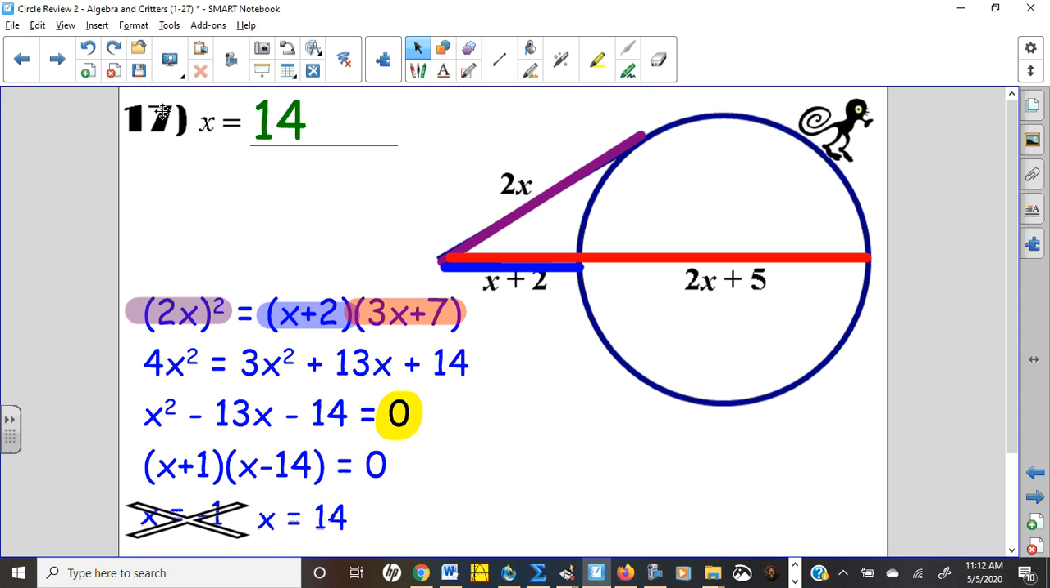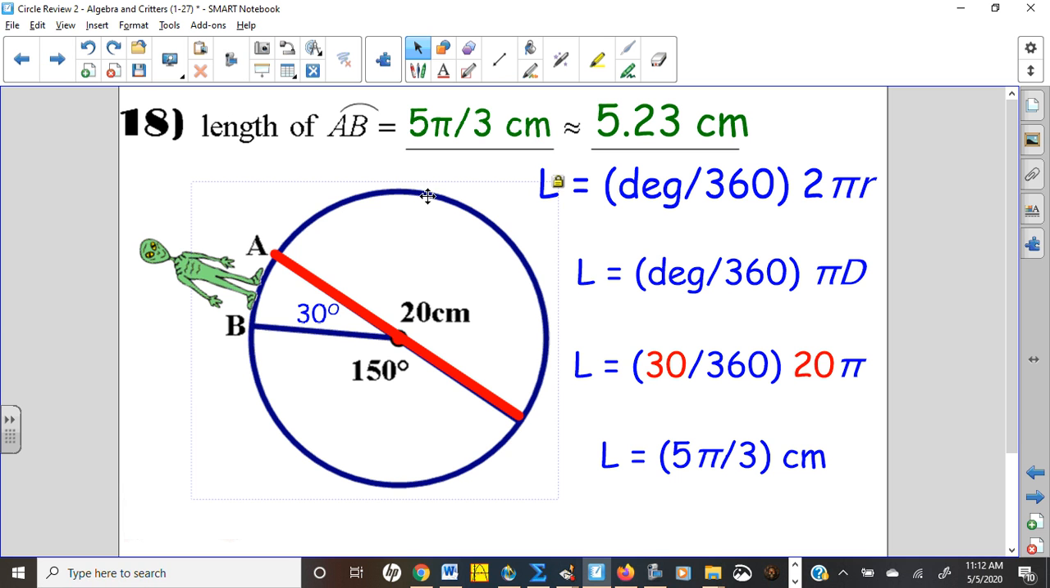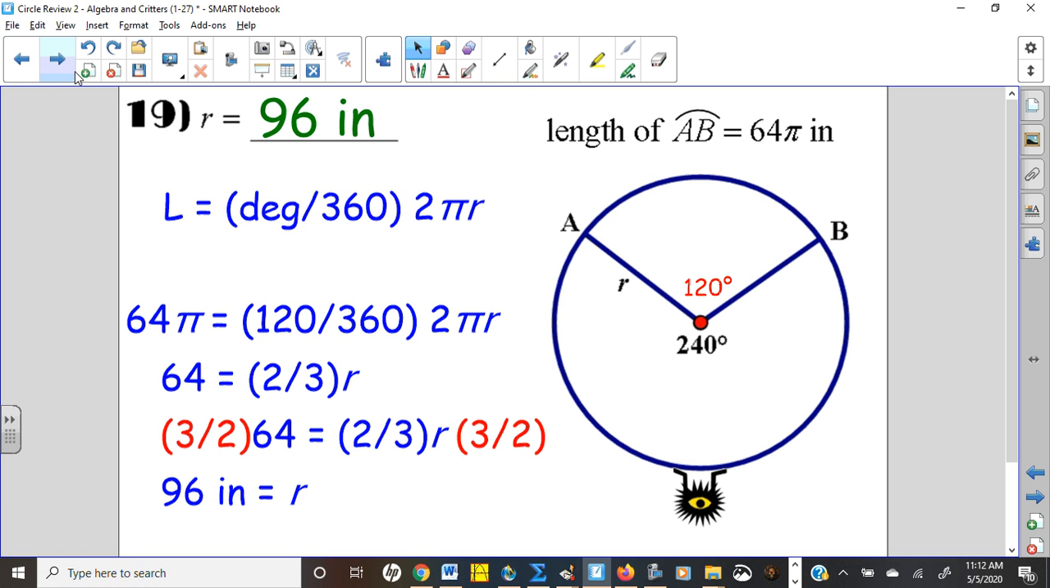So see ya. Number 18, arc length. So fraction of a circle. Arc AB is linear with 150, so 30 degrees, and 30 out of 360 times 20 pi turns out to be 5 pi thirds centimeters, or approximately, if you multiply by 3.14, 5.23.